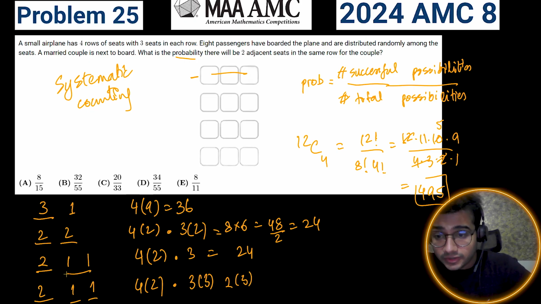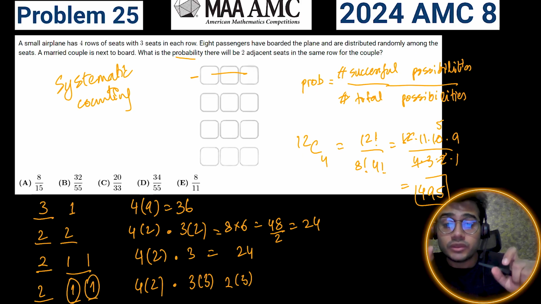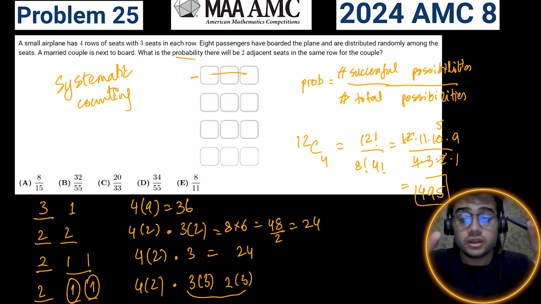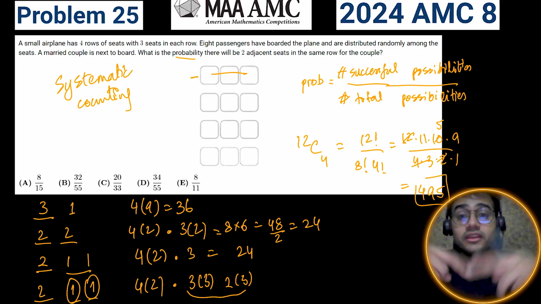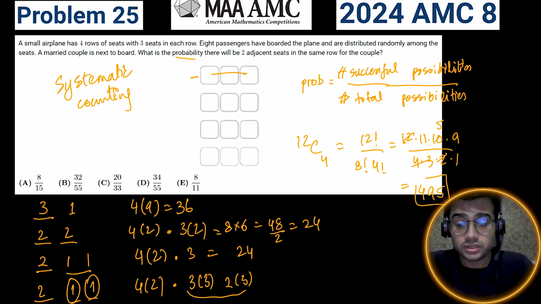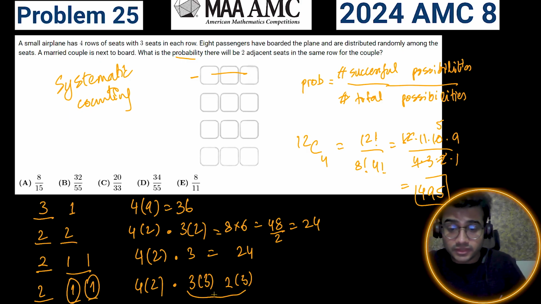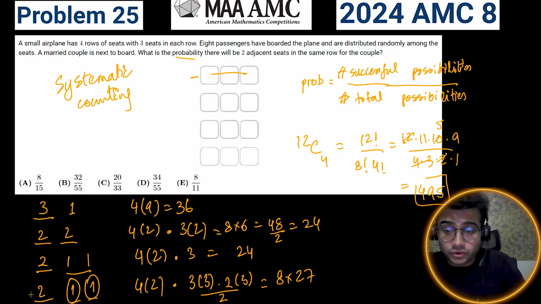However, again, in the same way, these 2 seats, the way we counted this last part, we considered them to be different, but they're not different. They're indistinguishable. So even if we switch them, it's not going to create a new possibility. So this answer that we get, we're going to divide that by 2. So that's going to be 9 times 6, which is 54. 54 divided by 2, so that's going to be 27. So this is 8 times 27. Okay, and that's going to be the total number of possibilities for this last scenario.